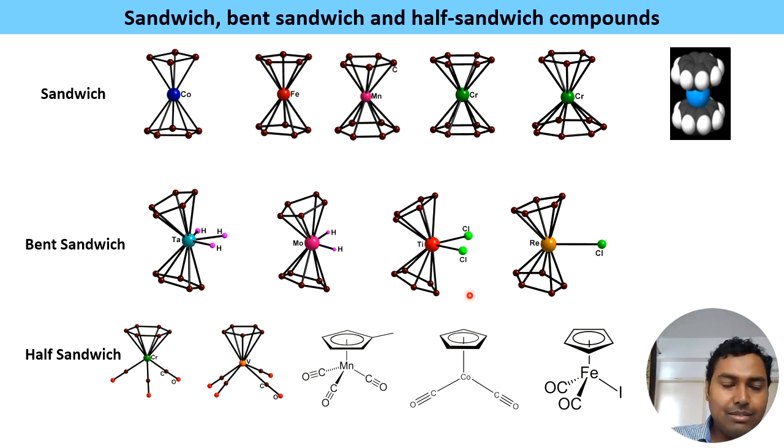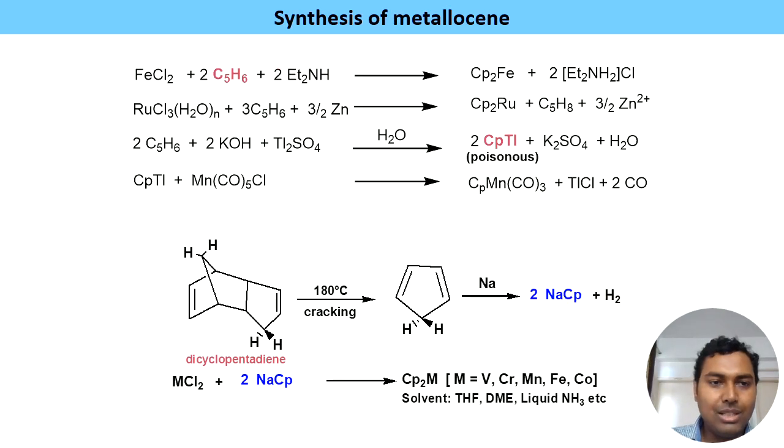Now we can see some of their synthesis. These are some synthetic procedures to synthesize metallocenes. If we react iron 2 chloride in the presence of Cp and diethylamine base, we can generate ferrocene, and the chloride salt will remain as a byproduct. Here the ruthenium chloro complex can react with Cp in the presence of zinc. It can give us the Cp2 ruthenium metallocene, and C5H8 will remain as a byproduct.